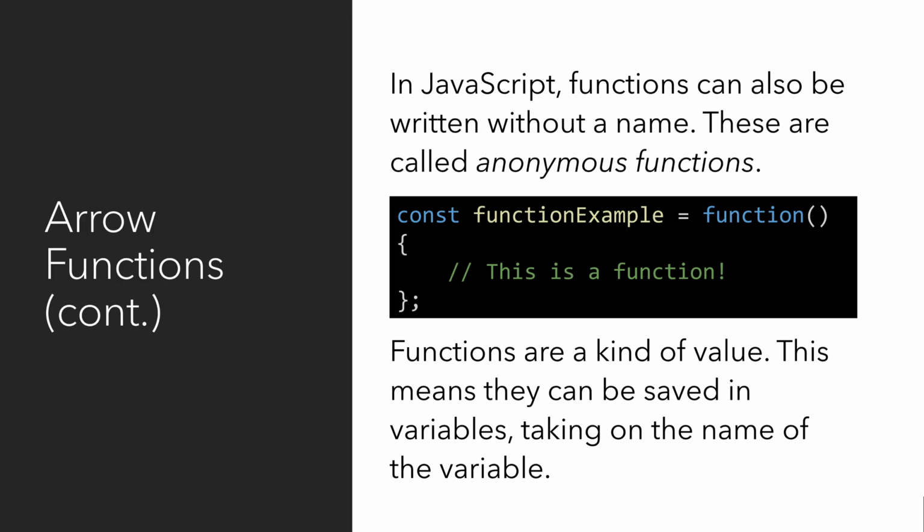This means they can be saved in variables, in which case they take on the name of the variable. In this case, function example becomes a function because its value is a function. But the function itself, that is the value of the variable function example, doesn't have a name. Therefore, it is an anonymous function serving as the value of the variable function example.